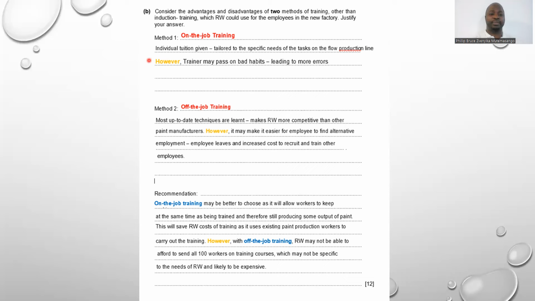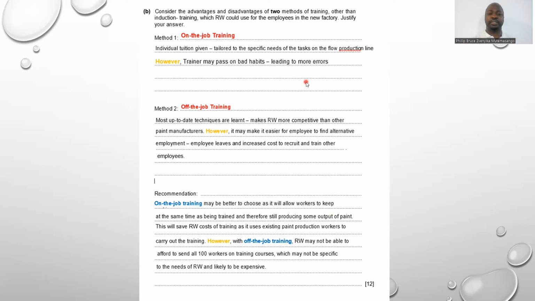Justify your answer. So remember, in such a case, you are supposed to give one advantage, or in this case, there are 2 methods. So that means for each part, there are 4 marks to be awarded: 4 marks for method 1, 4 marks for method 2, and 4 marks for the recommendation. So how best can you get these 4 marks?